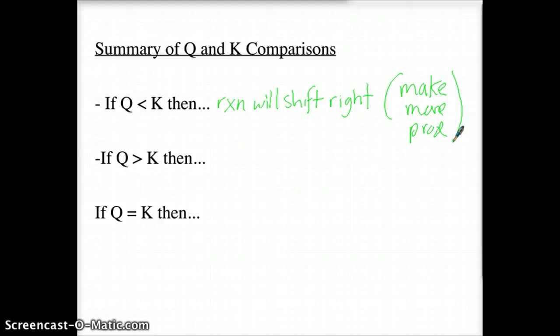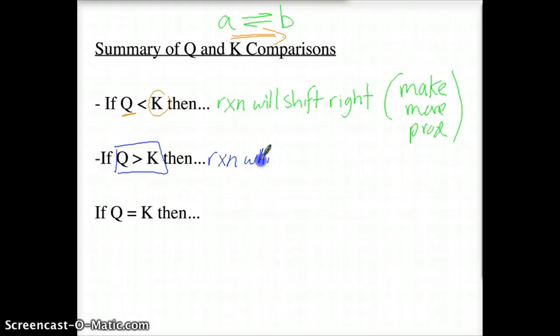So in general, if we have some reaction of A in equilibrium with B, if when we calculate Q, that value is less than what K is, the reaction needs to shift to the right. Some of A needs to get turned into B to get closer to the value of K. On the other hand, if the value of K is less than Q, or another way of saying that is Q is greater than K, then the reaction will shift to the left.